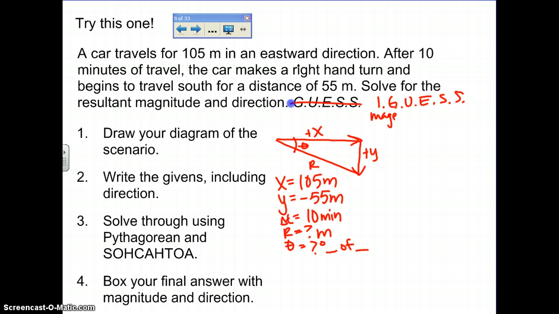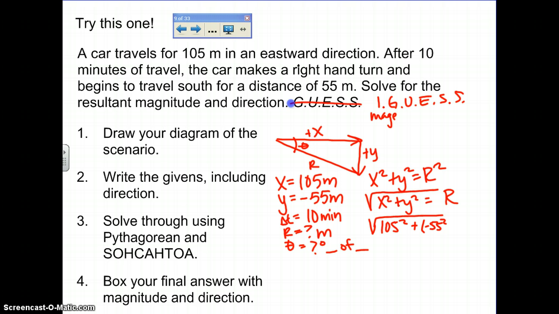So the original given here is we want to use our Pythagorean theorem of x squared plus y squared equals r squared, whereas the square root of x squared plus y squared equals r. So get your calculators ready. That would be 105 squared plus negative 55 squared, equals, square root, second answer, equals.